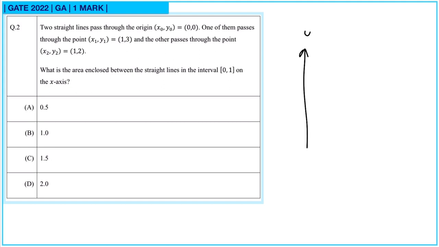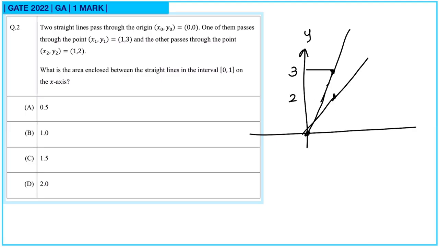So let us draw these two lines. These lines pass through the origin, and one passes through point (1, 3). So let us take this point as (1, 3), so this will be 3. And the second line passes through (1, 2), so this is 2. So these are the respective lines, and the area enclosed between these two lines, that means this area, we have to calculate.